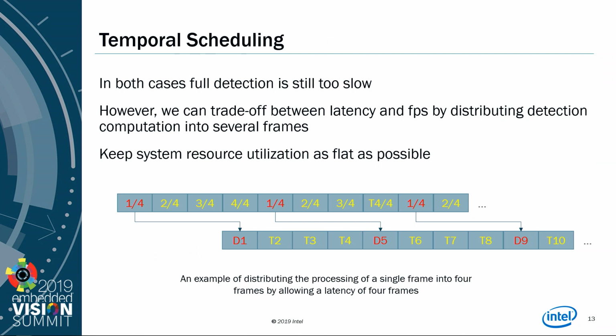But in both cases, we assume that the detection is reasonably fast, but it's actually not, especially for the higher input resolution cases. So we need something to handle the slow performance of the detection. To do that, we can trade off between the latency and the frames per second by distributing detection computation into several frames.